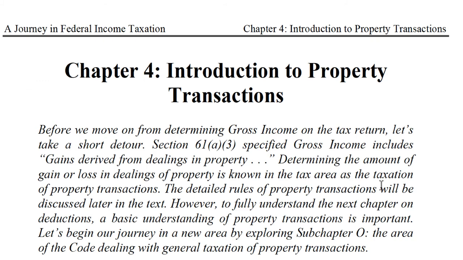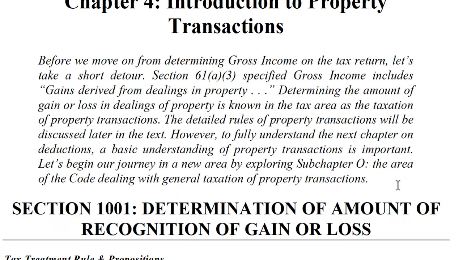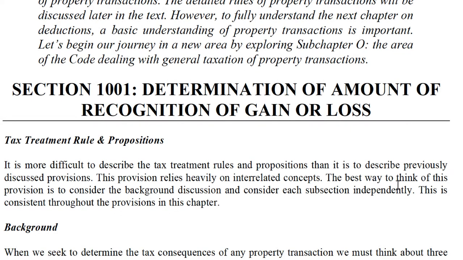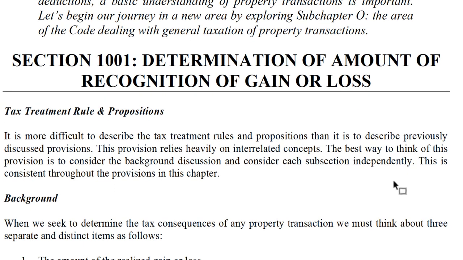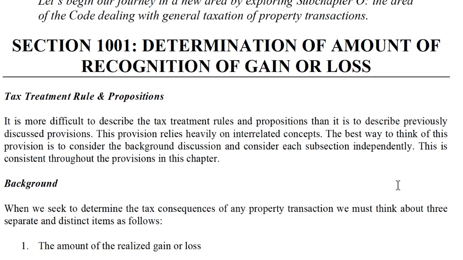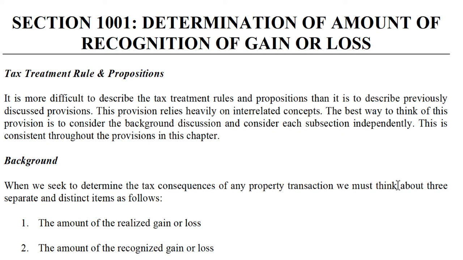So now I want to focus on a course packet that I made in my Tax 4001 course. It's called Journey in Federal Income Taxation. So Chapter 4 focuses on Introduction to Property Transactions. So the most important thing is that when you're determining income or loss for deduction purposes, you have to calculate the realized gain or loss.